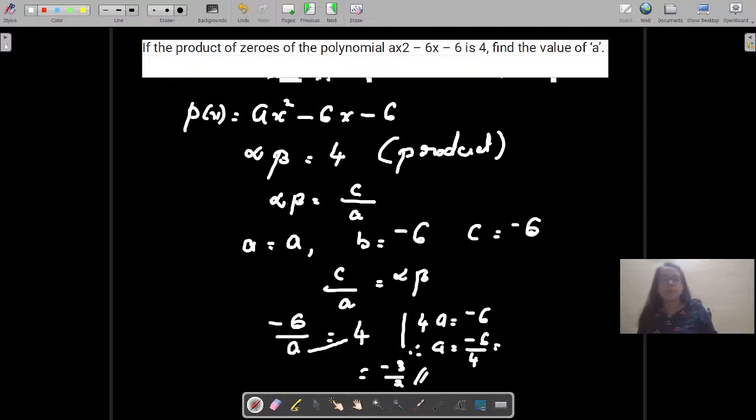Just cross multiplied. That is, minus 6 I kept there. 4 into A is 4A. So on one side you will get 4A and on the other side you will get minus 6. So A is equal to minus 6 upon 4, that is equal to minus 3 by 2. So the value of A is equal to minus 3 upon 2. This is the value of A.